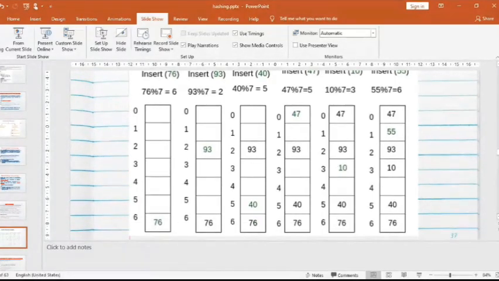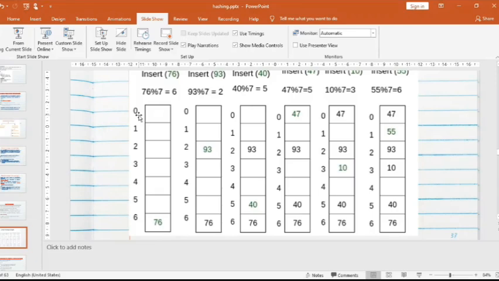If the index starts at 1, it is k mod 7 plus 1. If the index starts at 0, it is k mod 7. Got it? Okay, so here the hash function is k mod 7.